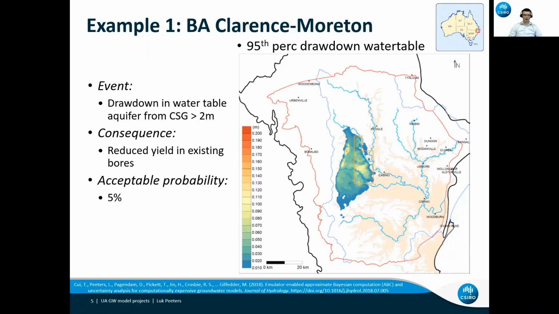Now, the map that you see here, and details of how we got that map you can find in this publication in Journal of Hydrology, shows the 95th percentile drawdown at the water table. So that means that 5% of our simulations had drawdowns larger than that. And if you look at the color scale of this graph, you see that the largest value on that map is just above 20 centimeters. So in this case, we were quite confident in stating that the probability of exceeding 2 meters drawdown is very much less than 5%.